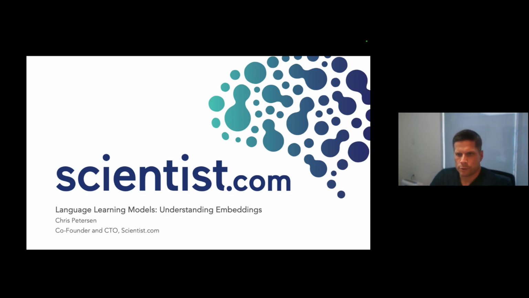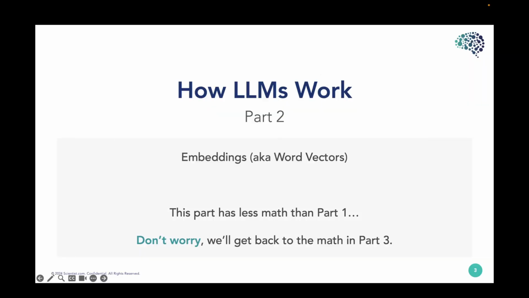Last time, we talked about neural networks, what they are, and how they're trained. We even went deep into the math to show exactly how that's done. This time, we're going to build on that knowledge to discuss embeddings, which are also known as word vectors. We're going to talk about what they are, how they're trained, and why they're foundational to natural language processing and large language models. Okay, so as I mentioned, this is part 2 of our series on how large language models work.